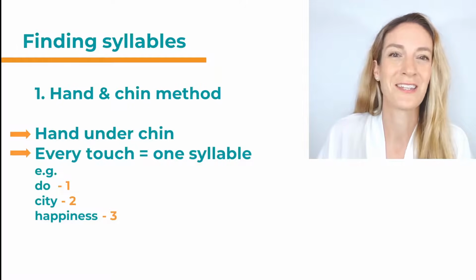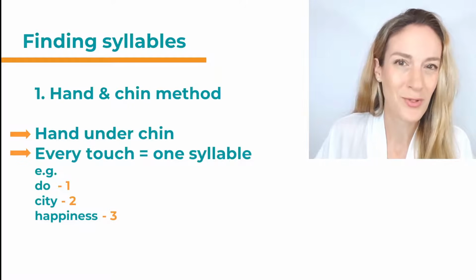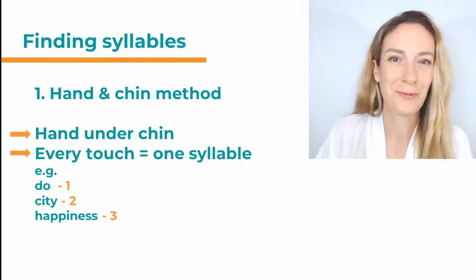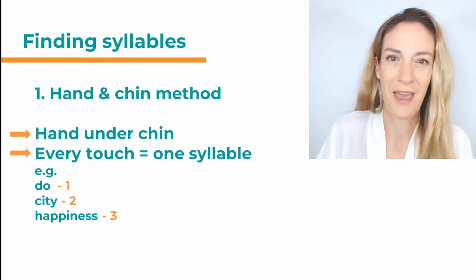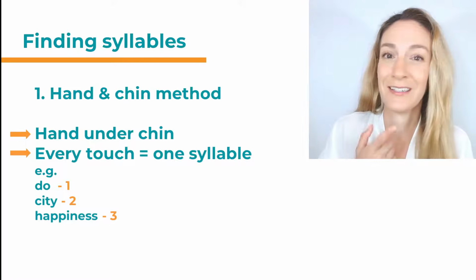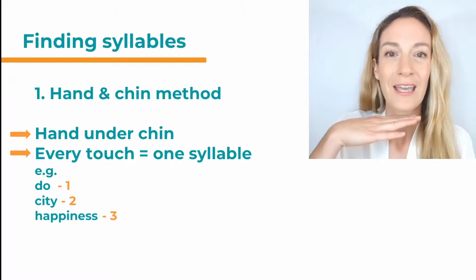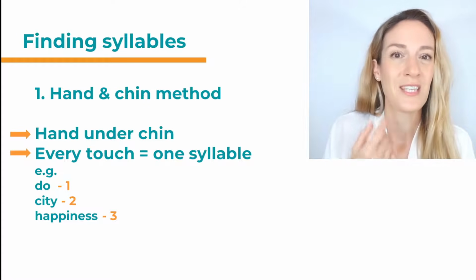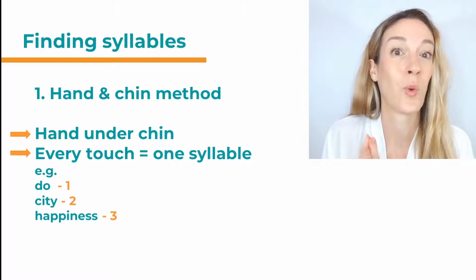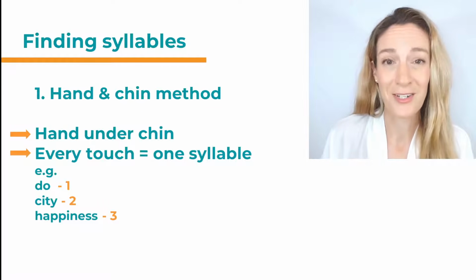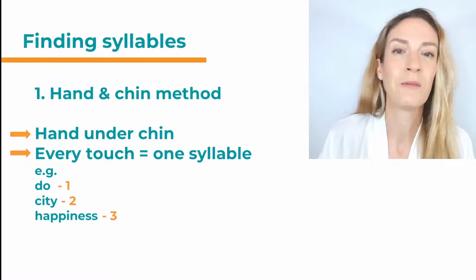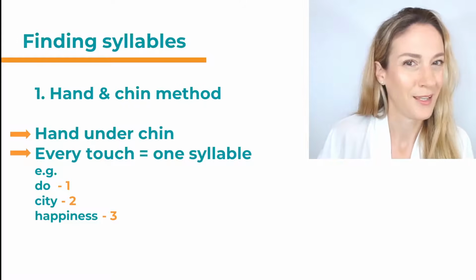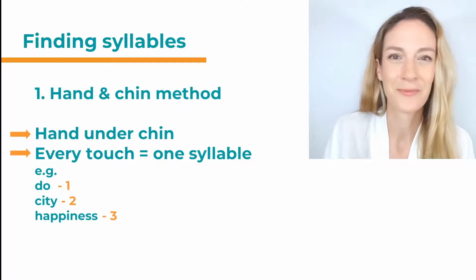So let's have a look at the first method you can use to find out how many syllables there are in a word. And this method I call the hand-chin method. So you need your hand and your chin. You have to put your hand under your chin and you say the word, and every time your chin touches your hand, that really means there's 1 syllable. And that is not by magic, of course, that is because our mouth opens a little bit more when we pronounce a vowel sound. Let's just try this out and see if it works.